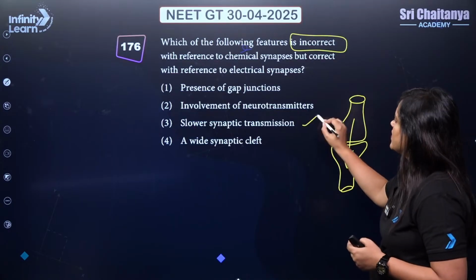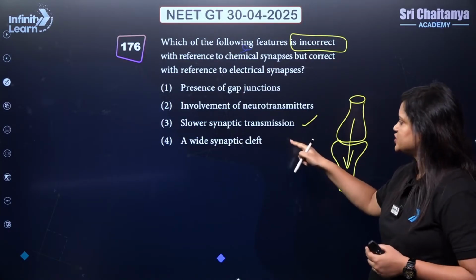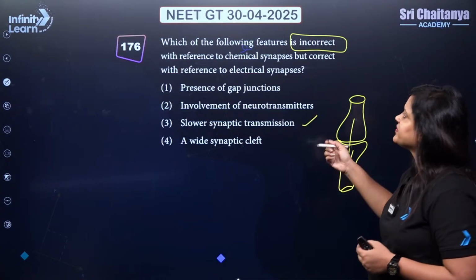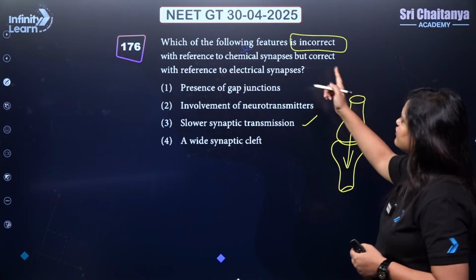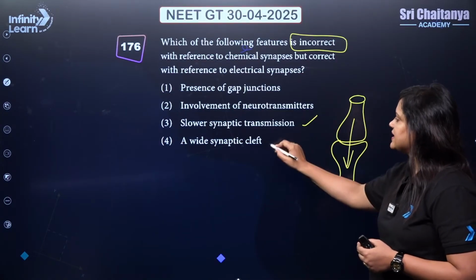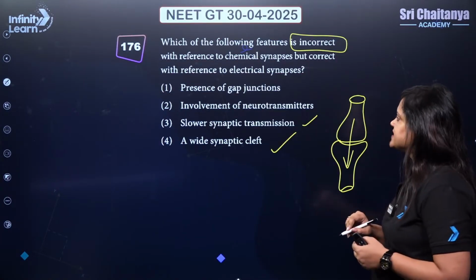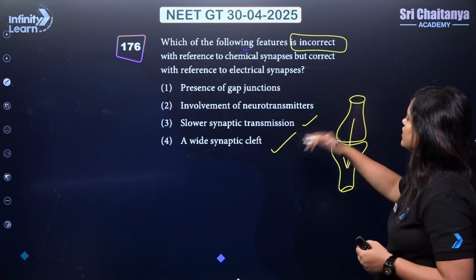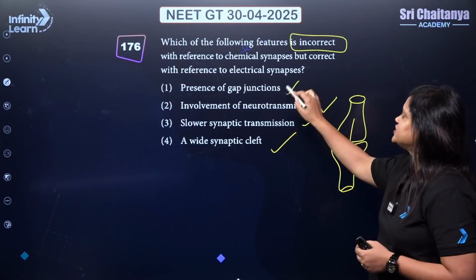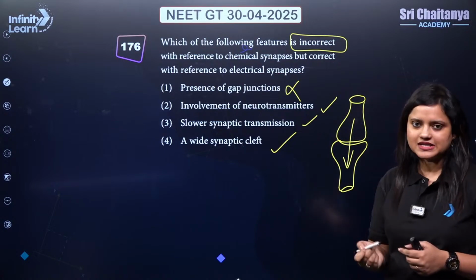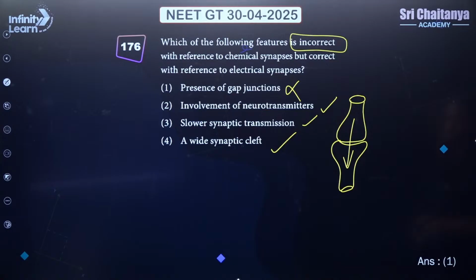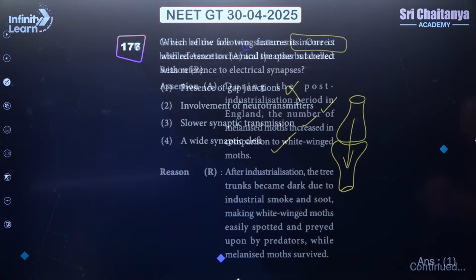Remember that slower synaptic transmission is there for chemical synapse, okay? And we want incorrect for chemical synapse, so this is true. Wide synaptic cleft is also true for a chemical synapse, right? Involvement of neurotransmitter is also true, but presence of gap junction will be incorrect for the chemical synapse and correct for the electrical synapse. So correct answer should be 1.